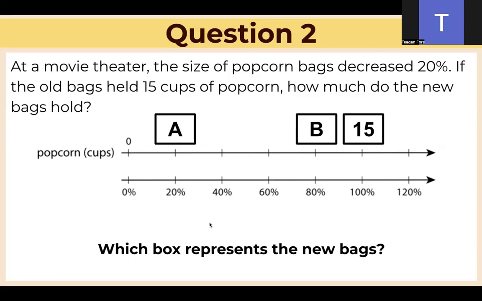If you guessed box number C, you are correct. Remember, our original or starting amount lines up with 100%. So if the old bags held 15 cups of popcorn, then the old bags were our 100%, which is where that 15 belongs. So, which box represents the new bags? Is it box A or box B?